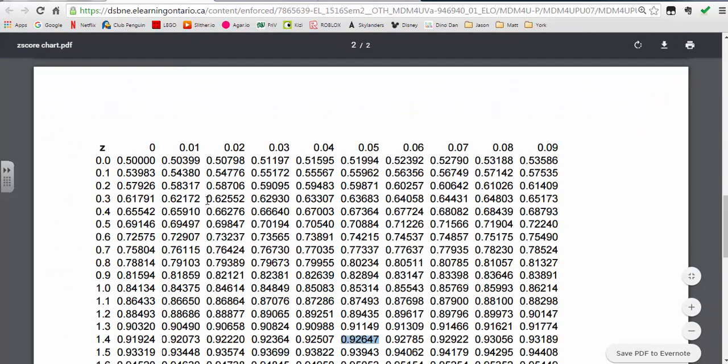And again, to use it, we simply go to the first two numbers that we found. In this case, it was 1.4. And then we find the third value across the top, the 0.05. And where do those two values meet? Right in here.